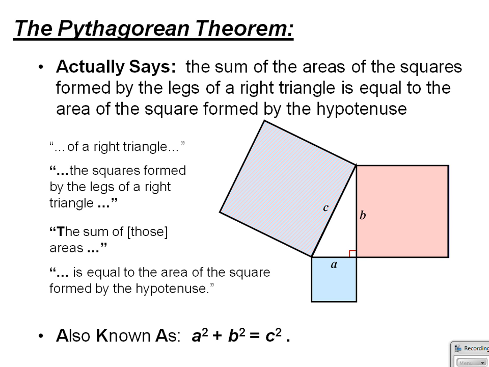This is where we get Pythagoras's equation from, a squared plus b squared equals c squared, where if we square each leg of a right triangle and add those results together, it will equal the square of the hypotenuse.